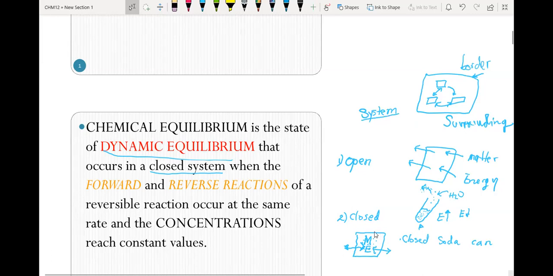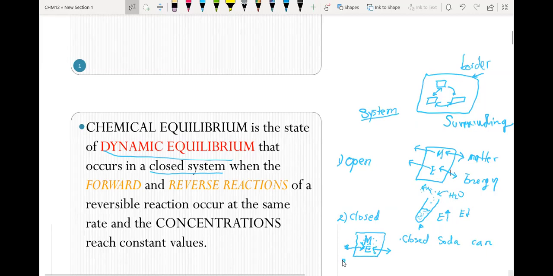Once you open the soda the first time, now it will become an open system. Not because you open it, but because it allows flow of matter and energy in both directions. Here, energy flows in both directions, but no matter. This equilibrium occurs in a closed system. That's a condition.